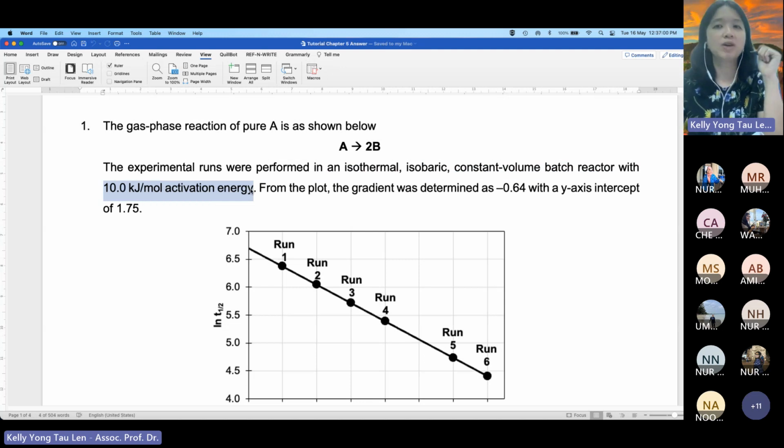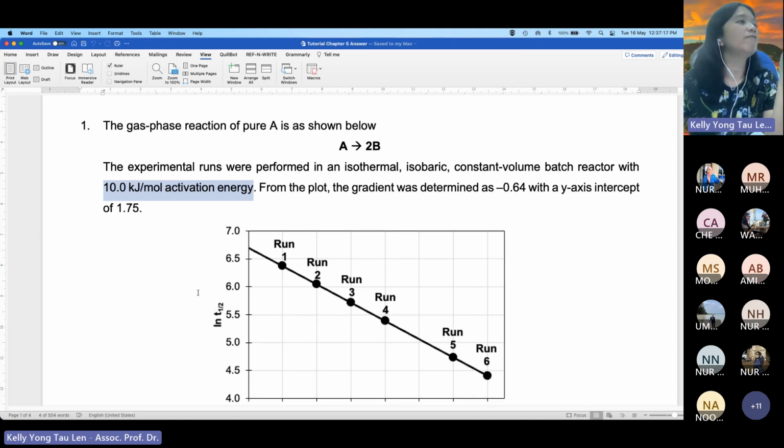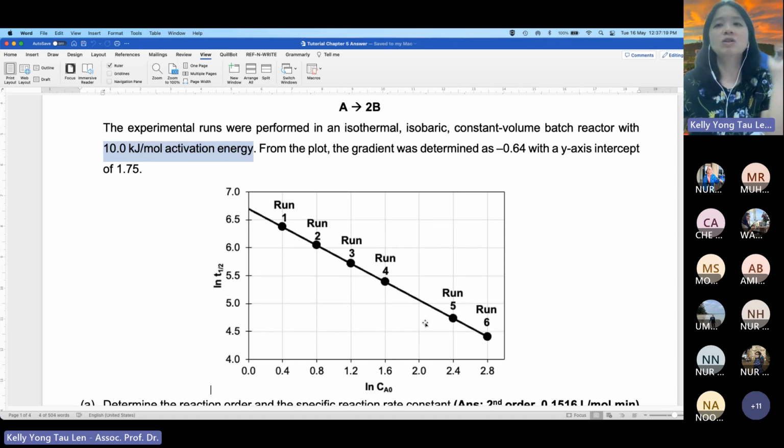So by now you already know, if we talk about activation energy, that will be our Ea. So if there is Ea, definitely later on you will need to use the Arrhenius equation. In some ways, we will use the Arrhenius equation to solve certain problems later on. Then they say, from the plot given here, the y-axis is ln t half, the x-axis is ln CA0.